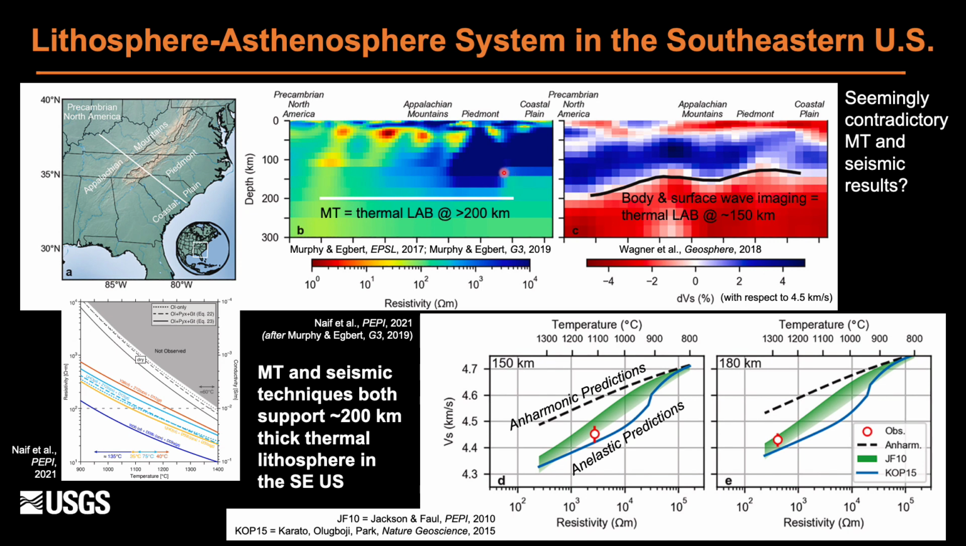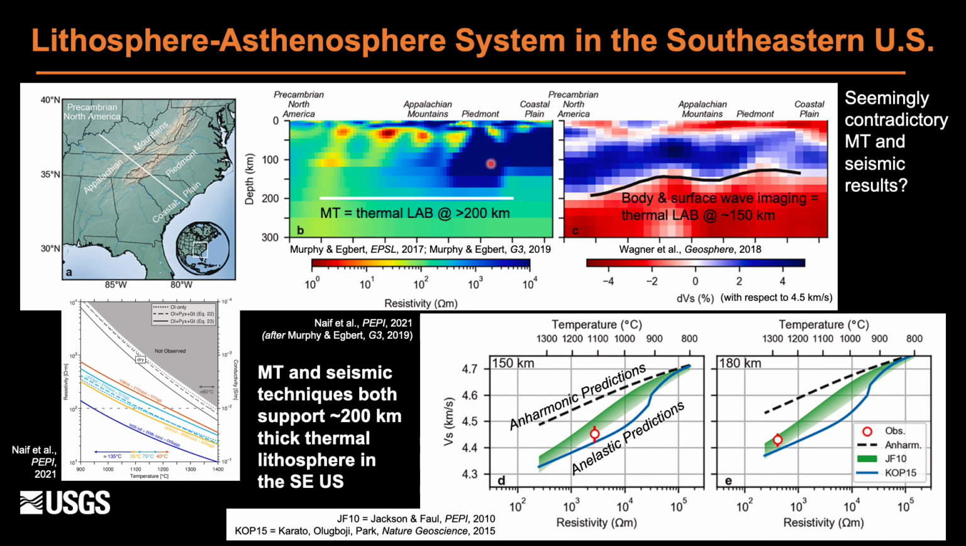You'll note that the resistivity values in this structure are exceptionally high. The scale bar here is different than in the previous case studies, so these blue values here are in excess of 10,000 ohm-meters. Now you'll remember that I mentioned that there's an upper limit on how resistive the mantle can be as a function of temperature, and this was reflected as that gray not observed region in the resistivity temperature plot that I showed you before, and that I'm also showing again here in the lower left.